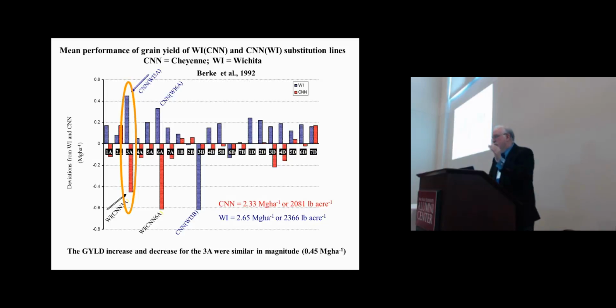3B has a major winter hardiness gene on it for Cheyenne. As soon as you take it away from Cheyenne, the crop winter kills. Wichita's winter hardiness is elsewhere in the genome, so when you put Cheyenne's winter hardiness gene in, it adds nothing to what Wichita already has. That's the unilateral side as opposed to the reciprocal effect.